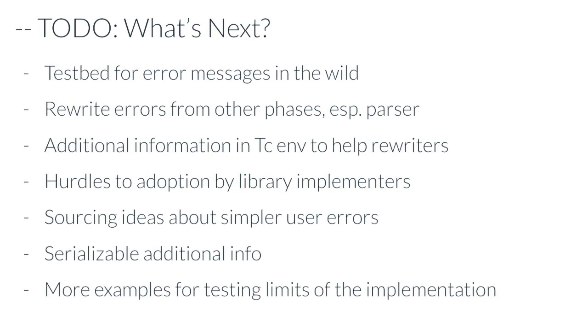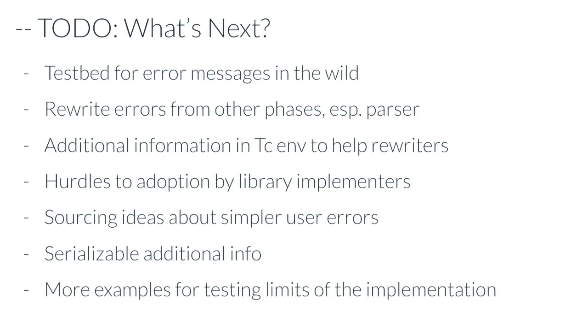Additional information from the type checker environment to help the rewriters. What sorts of additional information would you want in scope is also kind of interesting. What sorts of hurdles will you have for adoption by library implementers, right? So say you did want to make a specific plugin for making lens errors more readable, right? Optics notwithstanding. What sorts of things would need to be available for the rewriter to actually be able to make that feasible?